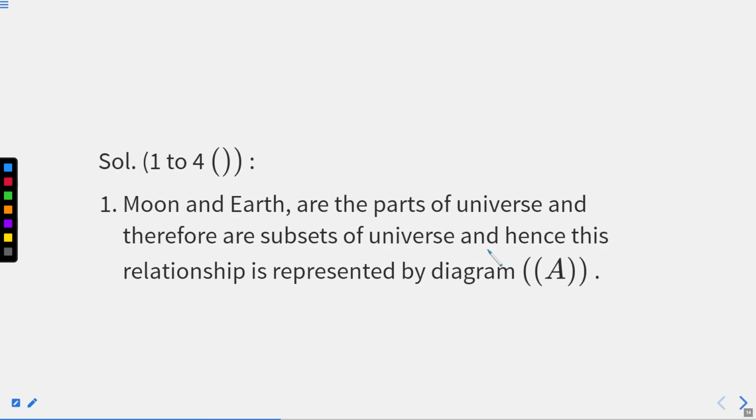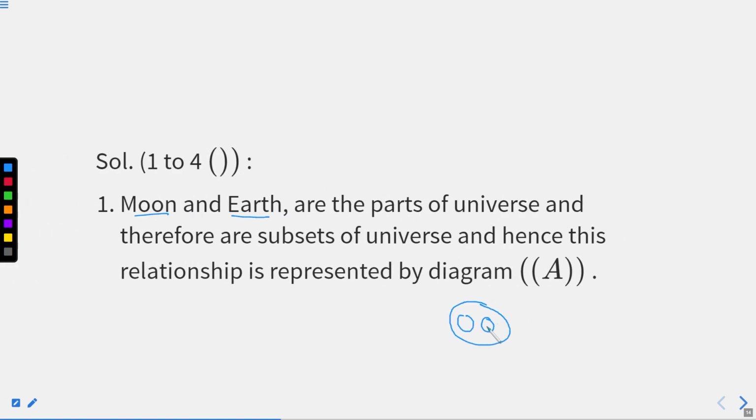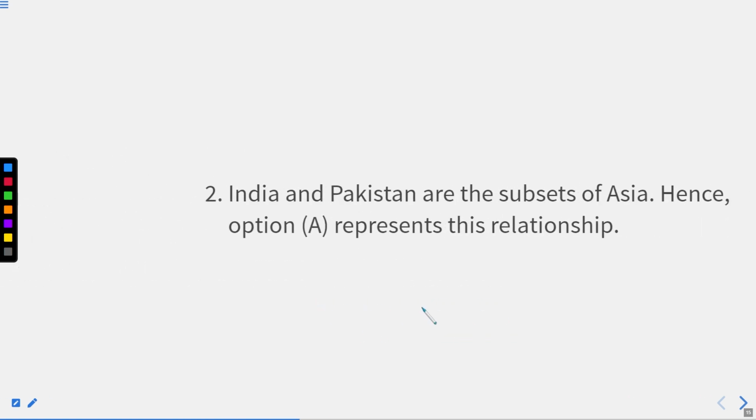Now, we'll move to the solution and read once what is written, right? Moon and Earth are part of universe, and therefore they are subsets of universe. Hence, this can be represented with the help of diagram A. I'll redraw it for you so that you don't have to move back, right? With this, we are able to explain this question as well, right? This is nothing but the Venn diagram for question number 1, right?